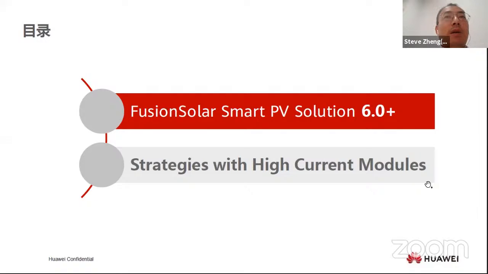Today it will include two parts. One is what kind of solution there is for 6.0 and plus. And the second one is what the strategy is with the high current modules from Huawei's side.